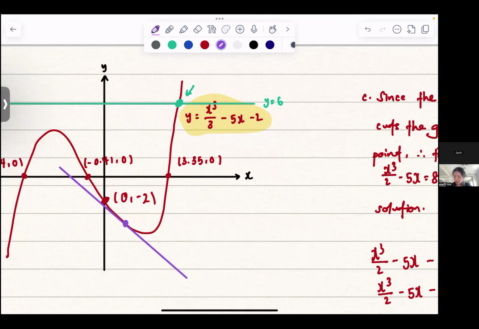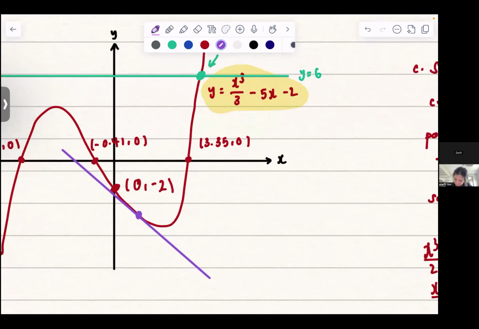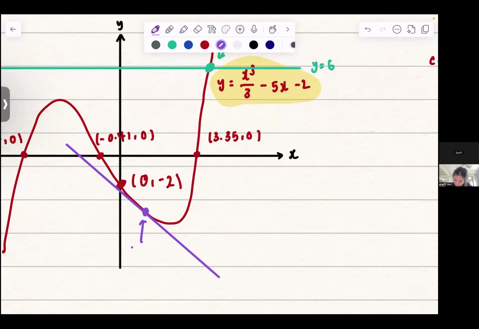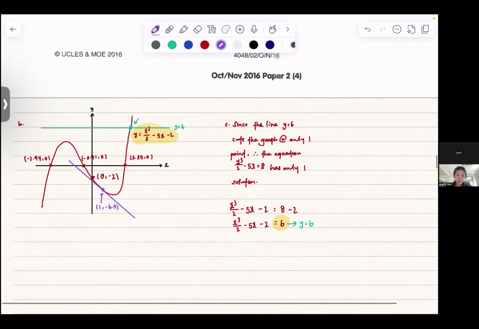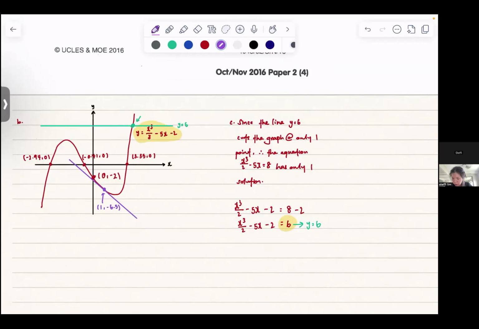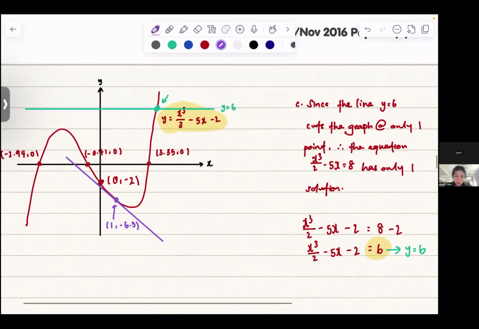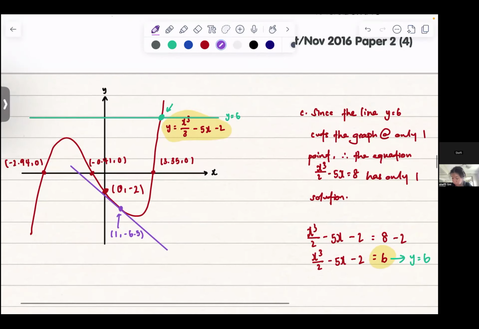Okay, somewhere, something like this. This is 1 minus 6.5. Okay, and they want you to find the gradient. How do I find gradient? What's the formula? Rise over run, right?